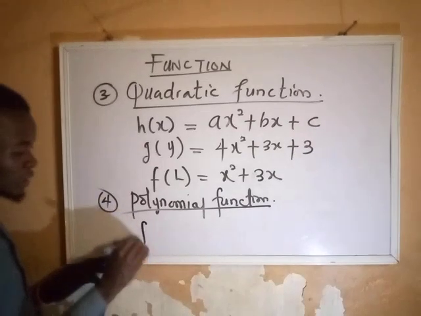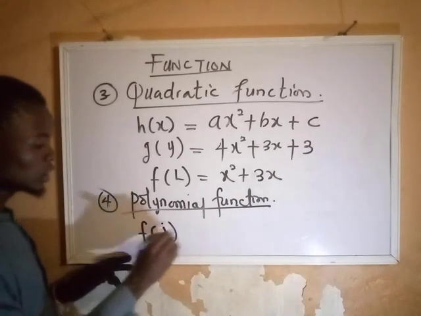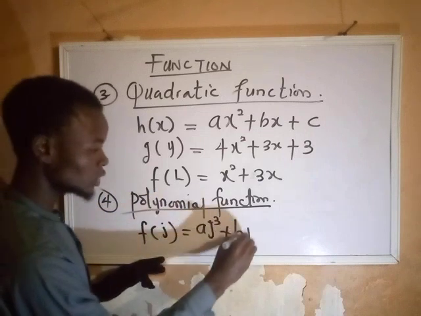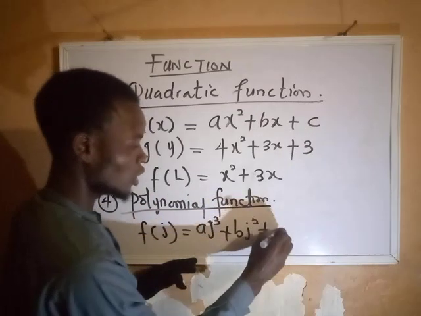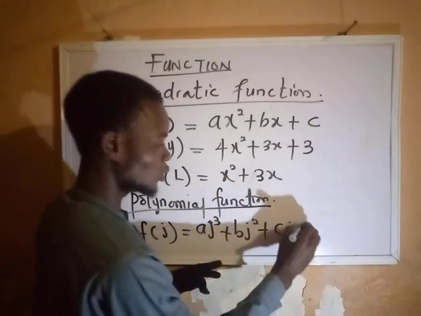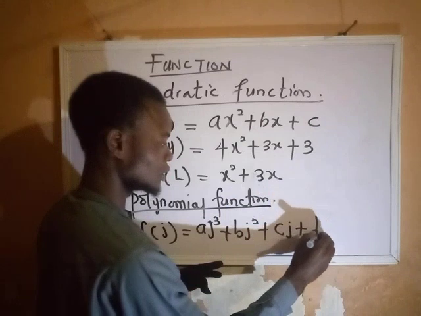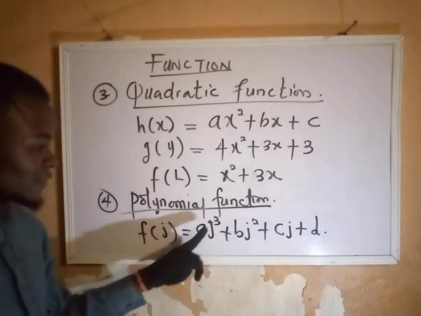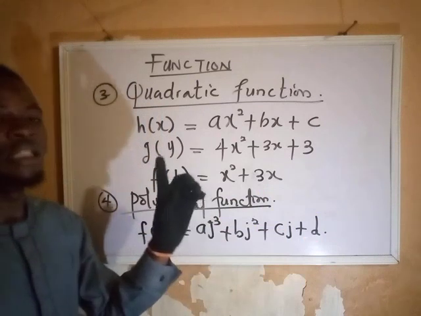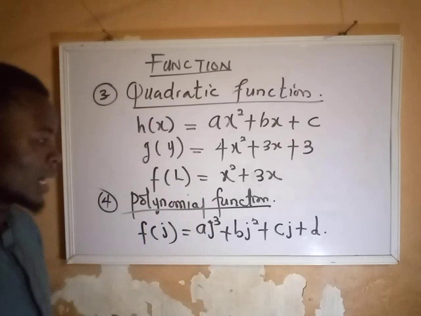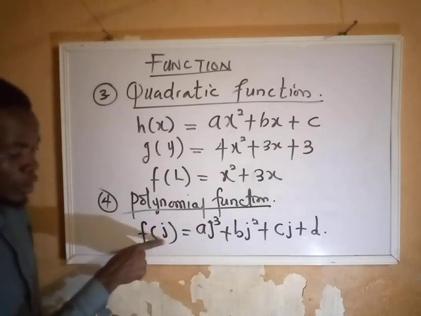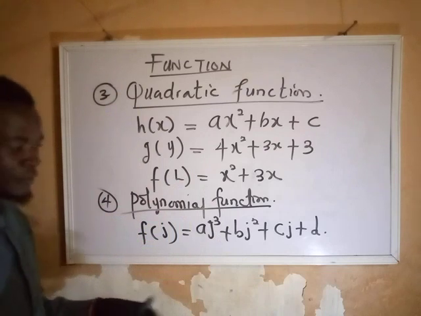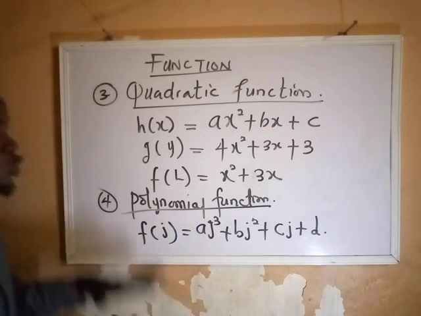So, for instance, let's say we have f(j) equals aj raised to power of 3 plus bj raised to power of 2 plus cj plus d. All these are examples of polynomial function. As far as the power of this one is more than 2, it's a polynomial function, and it is defined based on what is enclosed in this bracket. So they are not different from each other, so it's automatically a polynomial function.